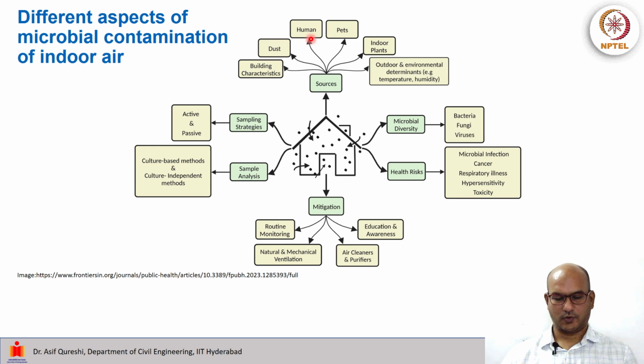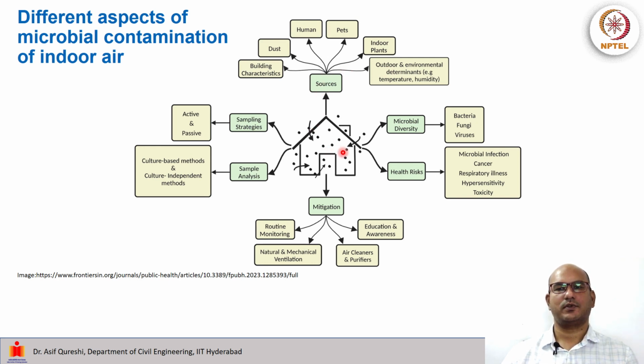or outdoor soil coming in and being resuspended. We can have human contribution, so biological material either exhaled by human or released from the skin. Then pets, so pet excreta, pet dander, pet saliva, pet feces. Then indoor plants may release maybe pollens. Then outdoor and environmental determinants are also there. So humidity, temperature, moisture.